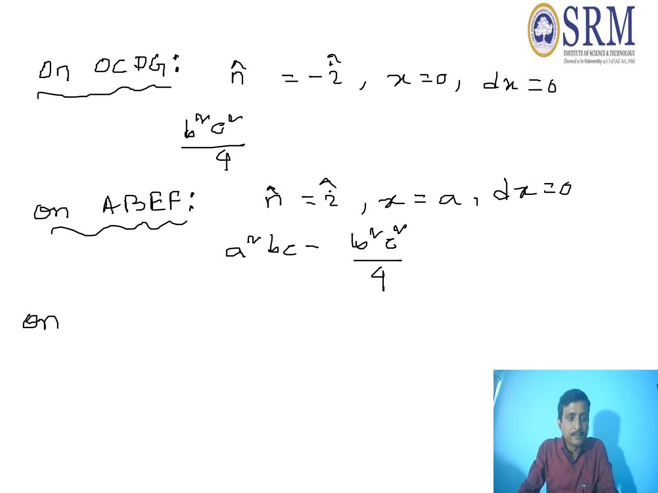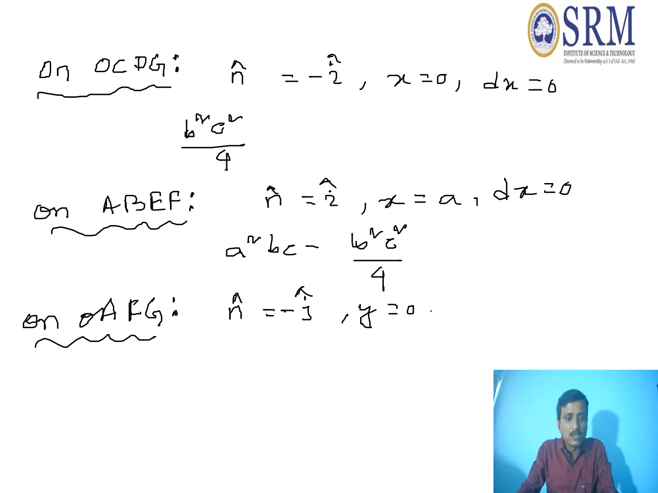Similarly on OAFG. On OAFG, what is n? If you identify these things, then the remaining things are easy for you. So what is y on this surface? y is equal to 0. So then what is dy? dy will be equal to 0. Is it clear? Then in this case, what is the surface integration value? a square c square by 4.